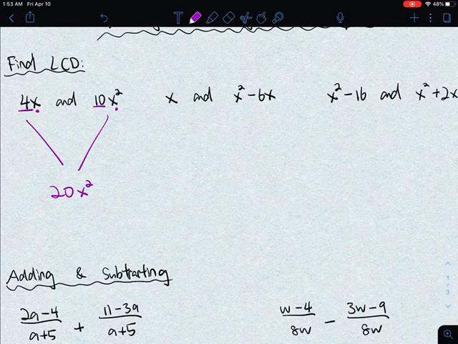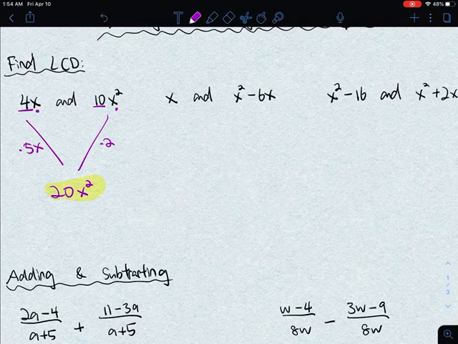And then x and x squared. In this case, it's just x squared. To double check, we can see if we can multiply 4x by something to get 20x squared. And the answer is yes, we can times by 5x. Here it's times 2. Okay, so there it is.